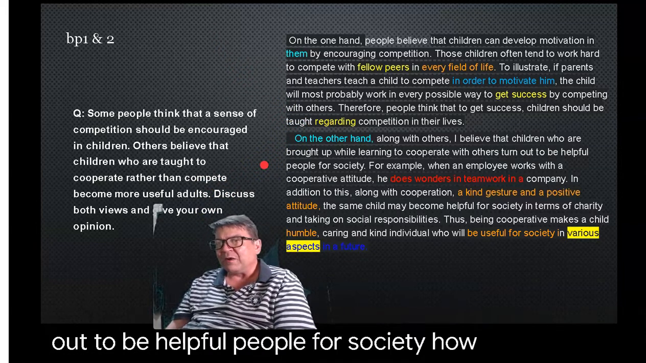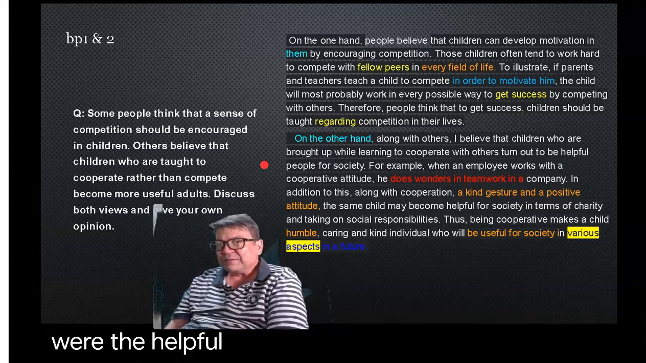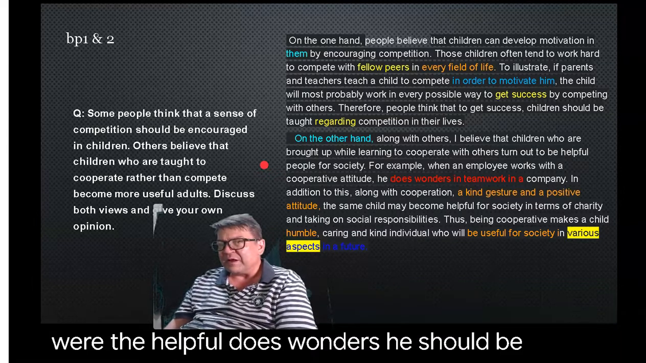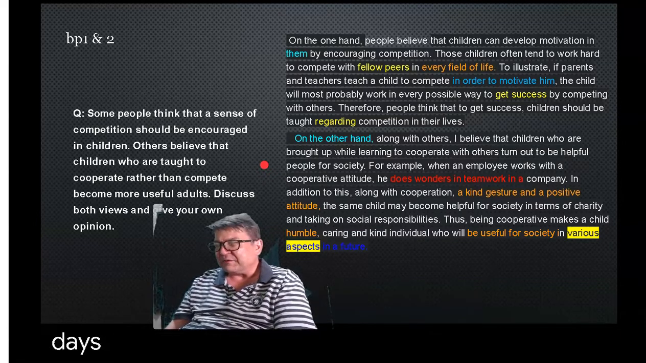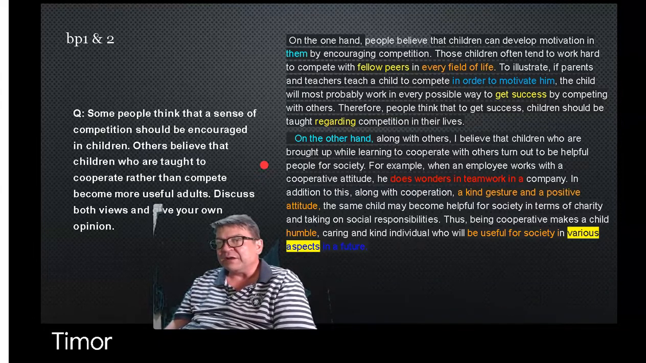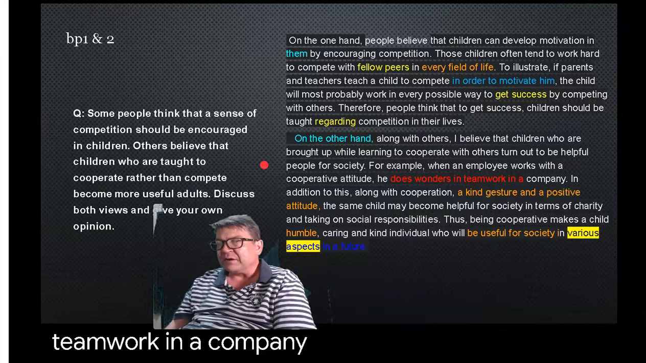How? In what way are they helpful? "He does wonders." It should be "they." These days we say that even if it's just one person. "He does wonders in teamwork in a company." Teamwork in a company.